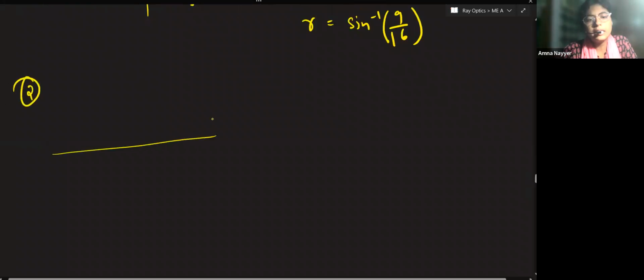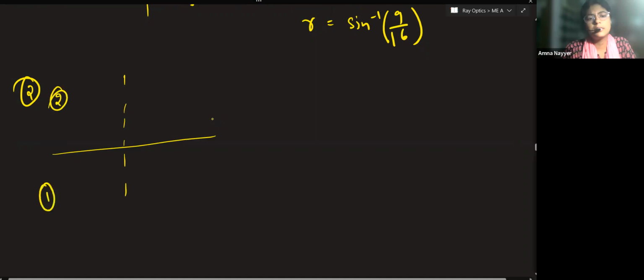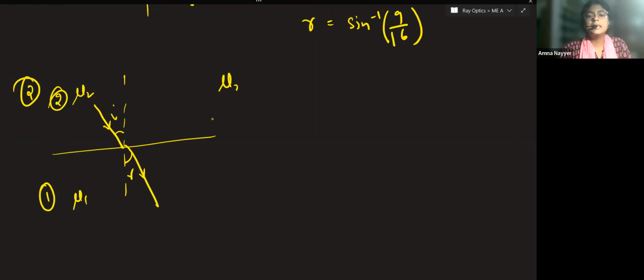Now see, your medium 2 is this and medium 1 is this. So mu2, mu1. Incident ray will come, it will get refracted. This is I, this is R. This becomes mu2 into sin I, the refractive index of the medium with the sine of the angle, equal to mu1 into sin R.